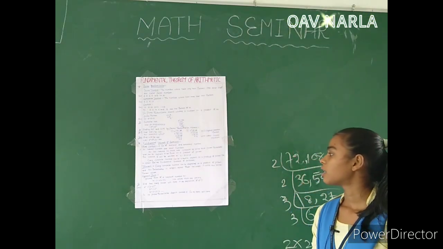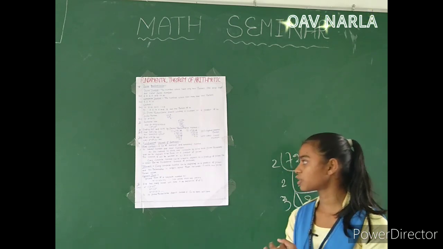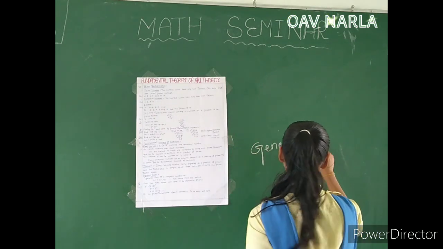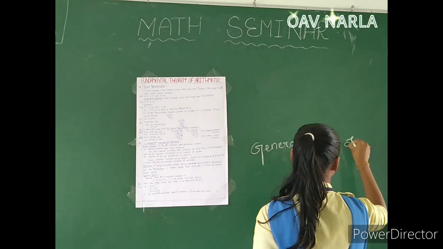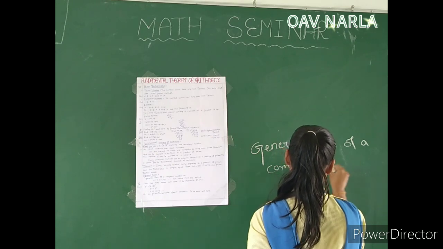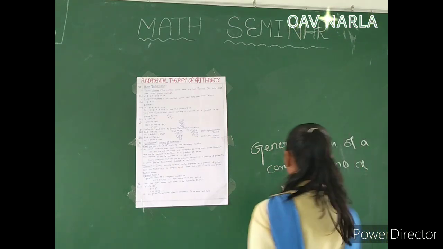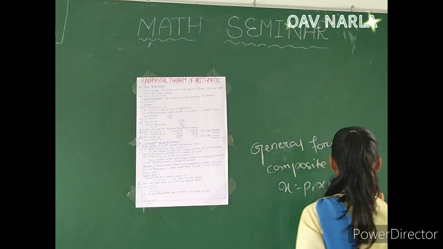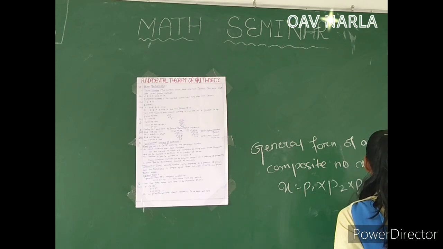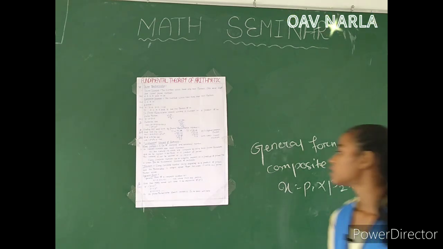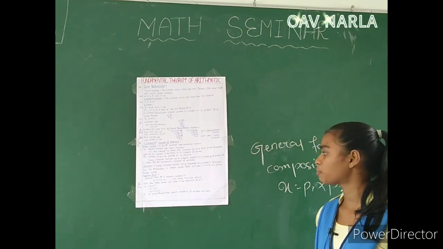So the general form of a composite number x can be written as p1 into p2 into p3 and so on into pn. Let us now see how to use this theorem in proving a statement.